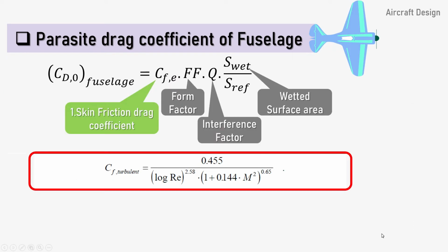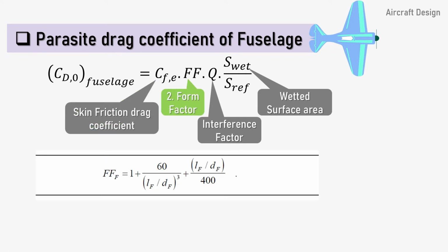Now we need to substitute back this cutoff Reynolds number in this skin friction coefficient formula. Here in this formula, and by resolving, we get the skin friction coefficient for the fuselage body about 0.0016. Okay, next point is to find the form factor of a fuselage using this formula.